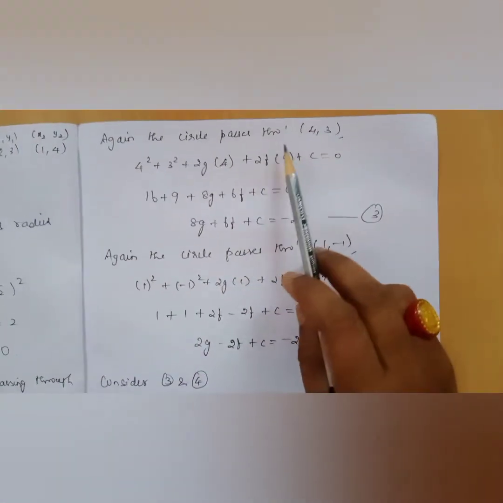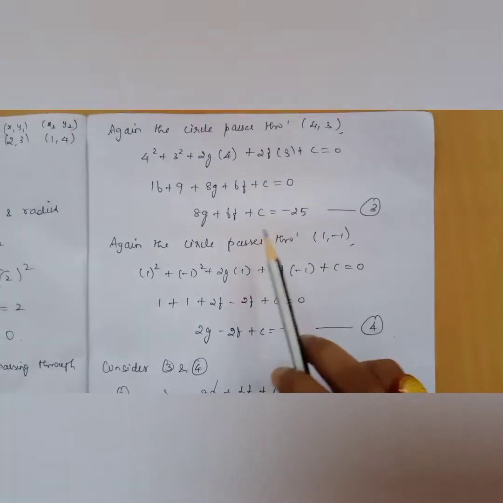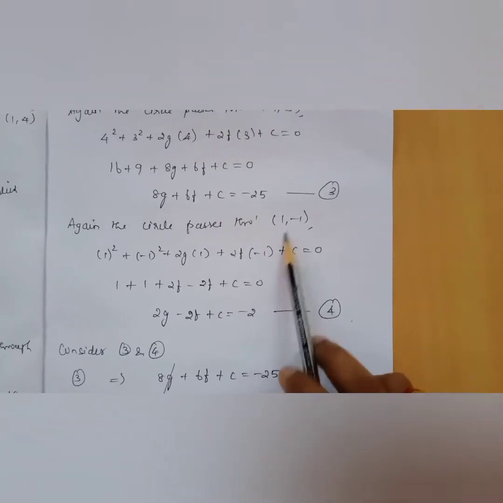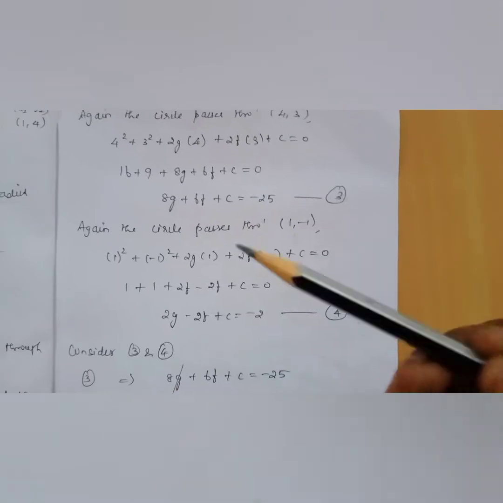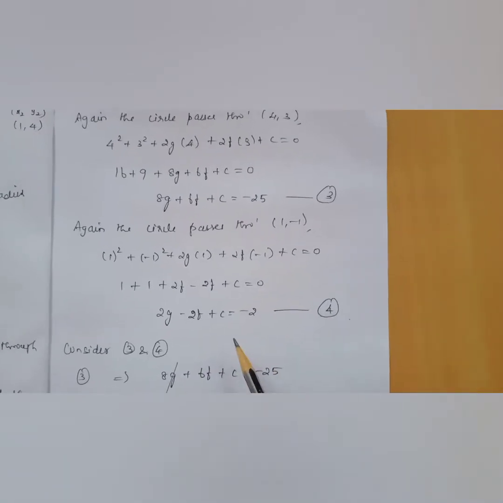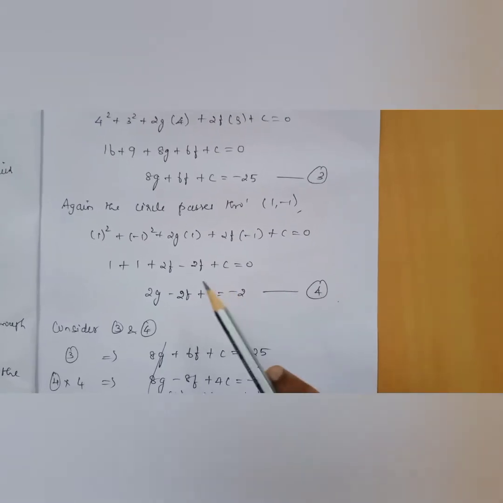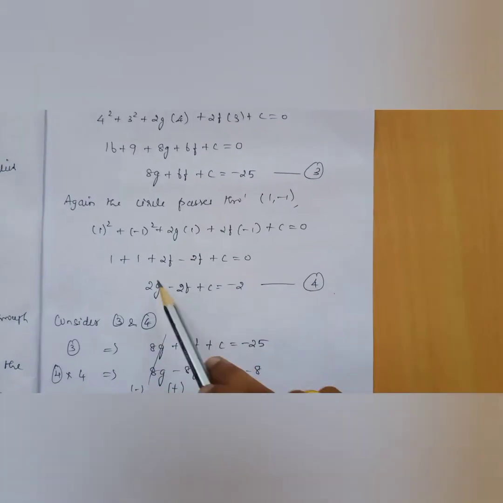Next, the circle is again passing through the point (4, 3). I will substitute that also, so I'll get the next equation. Then there is one more point. I'll substitute that also, and I have got one more equation. So now I have 3 equations. One by one I'll solve them. I'll first consider equations 3 and 4 because I'm having the same variables here, g, f, c.